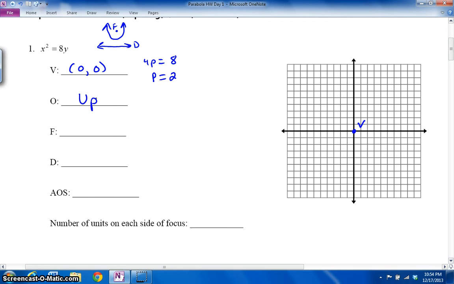Finding p also tells us that the focus will be 2 units up from the vertex. So since the parabola opens upward, we will go up 2 units and find our focus right there. These coordinates are 0, 2.